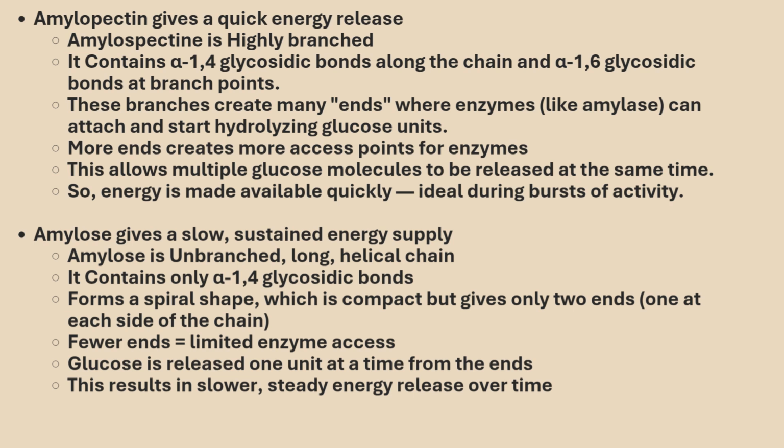Amylose gives a slow, sustained energy supply. Amylose is an unbranched, long, helical chain. It contains only alpha-1,4 glycosidic bonds. It forms a spiral shape, which is compact but gives only 2 ends, one at each side of the chain. Fewer ends equals limited enzyme access. Glucose is released 1 unit at a time from the ends. This results in slower, steady energy release over time.